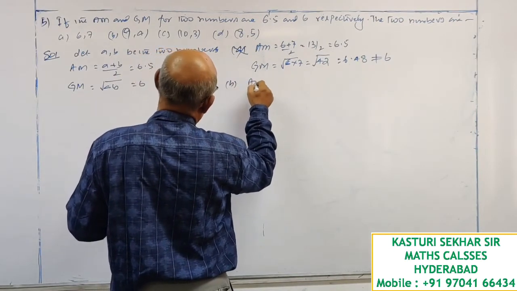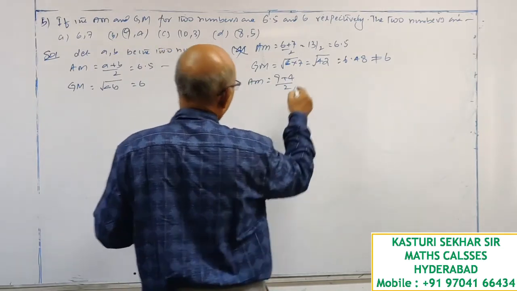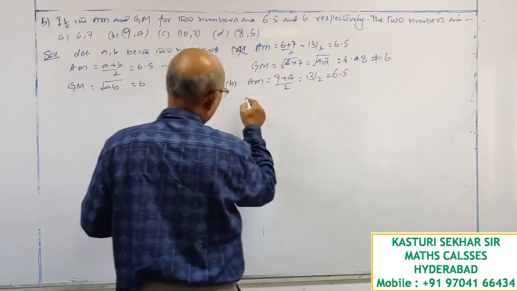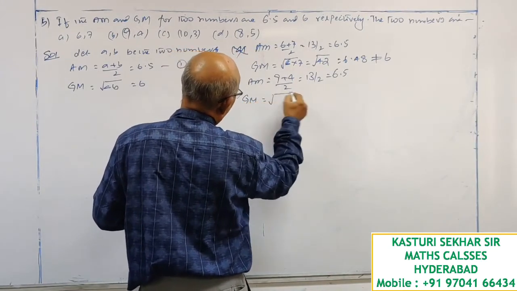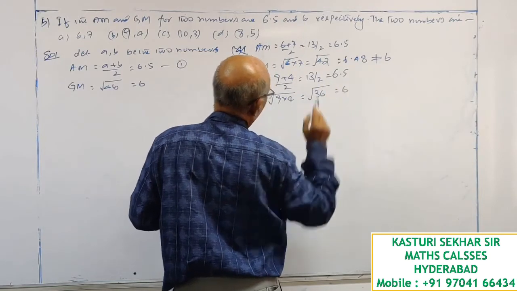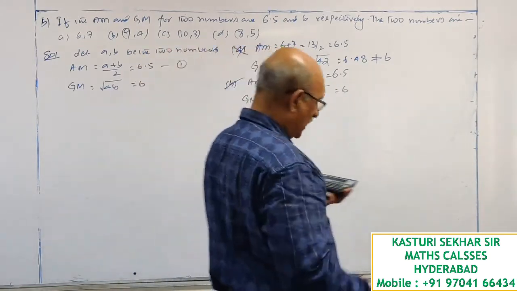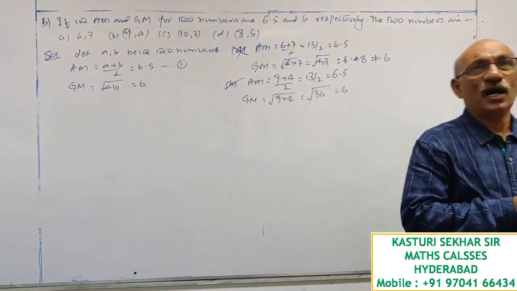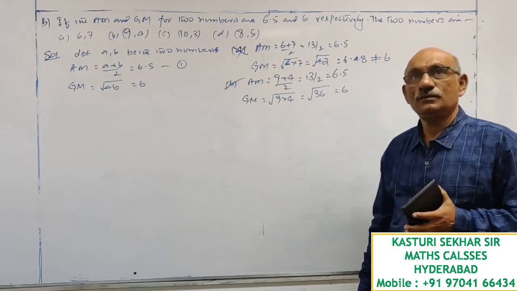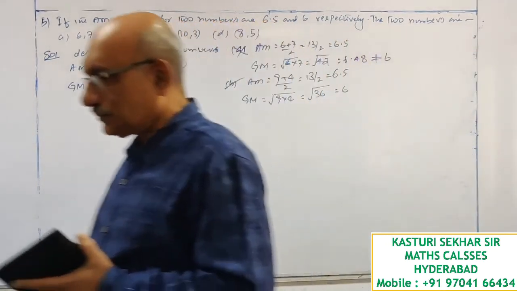Option B: arithmetic mean is 9 plus 4 by 2, which is 13 by 2, 6.5. Geometric mean is root of 9 into 4, root 36, which is 6. So option B satisfies both the conditions. This is the answer to the given question.